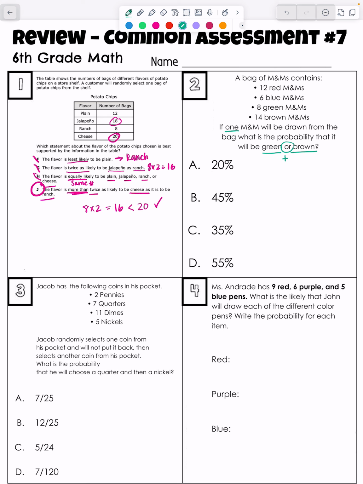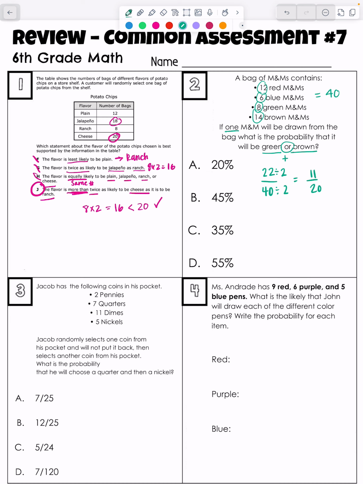So we need to add up the 12, the 6, the 8, and then the 14. When I add all those 4 numbers up, we should get a total of 40. So out of 40, how many are green or brown? Green or brown, we would add 14 plus 8, which would be 22. Remember, you should always try to simplify. So let's go ahead and simplify by 2. That gets us 11 over 20.